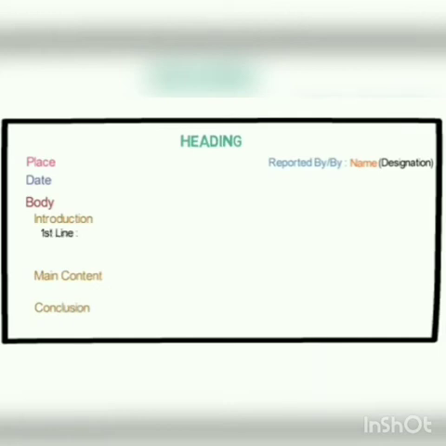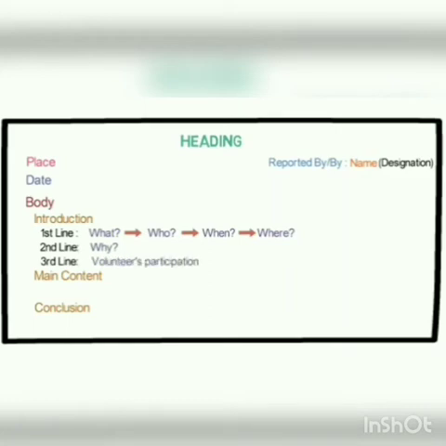Okay, the first line, how it should be written? The first line: what, who, when, where. Okay, the four W's. Which are they? What, who, when, where. Then in the second line, why it happened. Third line, you can include the volunteers' participation. Okay, how it happened and all those details.